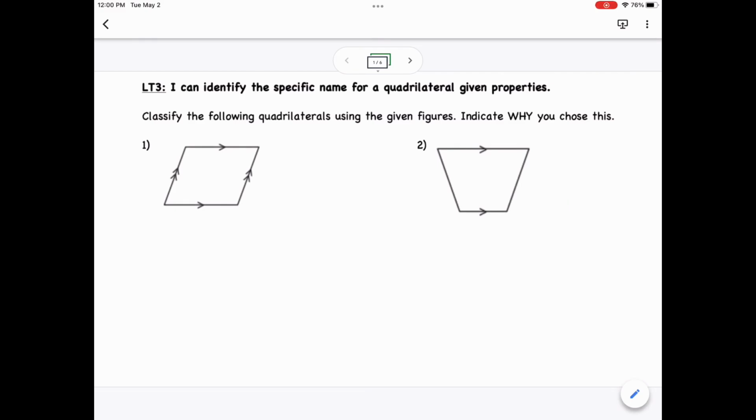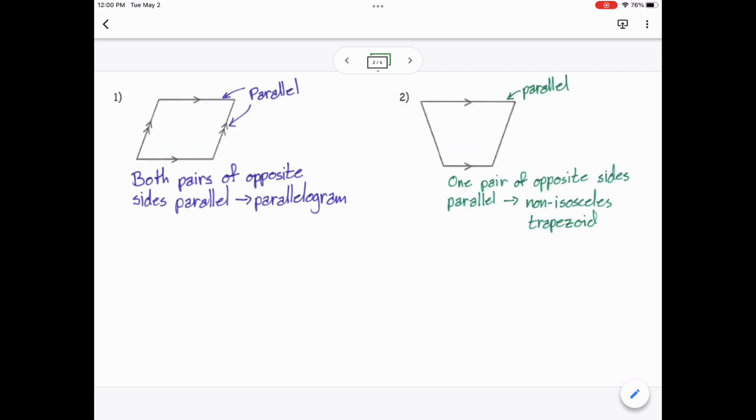Today's lesson over Learning Target 3 is that I can identify the specific name for a quadrilateral given properties. So, given the pictures, we want to be able to classify what we're looking at here. So number 1 and number 2, it looks like number 1 we have 2 pairs of parallel lines, and for 2 we only have 1 pair.